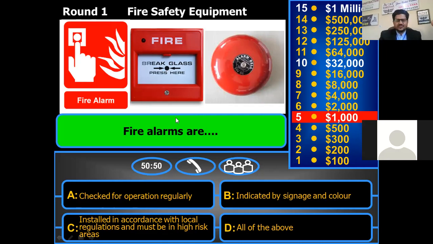Fire alarms are checked for operation regularly, indicated by signage and color, installed in accordance with local regulations, and must be in high risk areas, all of the above. What is your answer for fire alarms? And that is a learning objective of element 9 of NEBOSH IGC, the fire alarms, the learning objective.